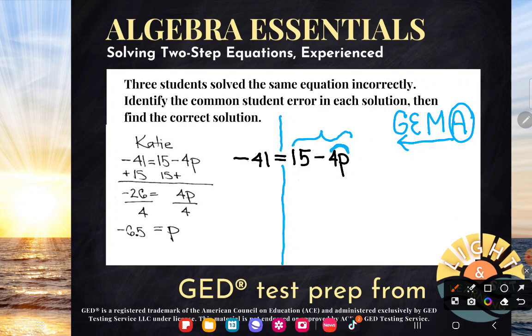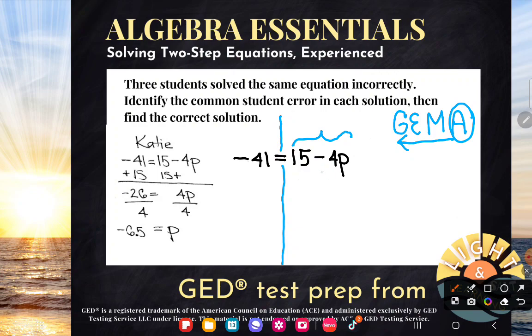Do you see how it's shoved up against the p? Even though it says minus 4, because the 4 is shoved up against the p, the 4 is multiplying with the p. But notice there's a minus sign between the 15 and the 4p. That means the 15 is a term. It's something adding or subtracting.